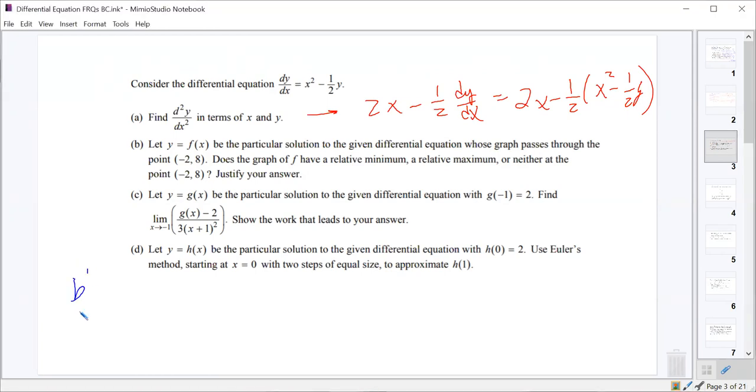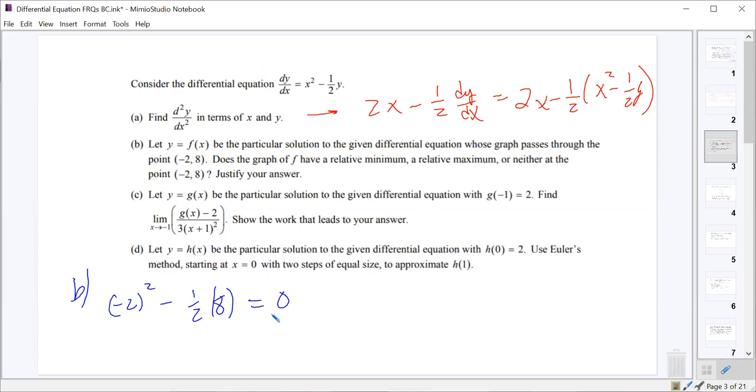Part B, what do we got? y equals f of x is the particular solution. It goes to the point (-2, 8). We want to know, does f have a relative min, max, or neither at (-2, 8)? So first thing we need to check is whether the derivative is 0, or undefined, but it's not going to be undefined. So first we'll plug (-2, 8) into this. So (-2) squared minus 1/2 of 8. That ought to be 0. Everyone agree with that? So potentially, yes, it could have a max or a min. If that came out to be anything other than 0, then we would know that it was neither for sure.